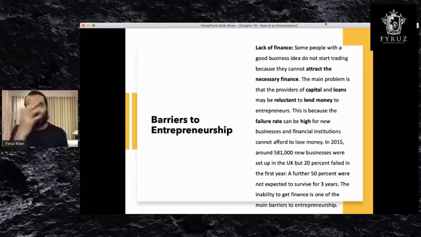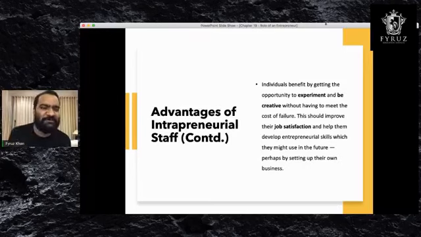Now, barriers to entrepreneurship. When you start a business, there are a lot of barriers and obstacles. It's not easy. It's my fifth year, and I feel tired. Every day you have something to tackle, especially if it's a startup. Think about that. There are a lot of barriers.